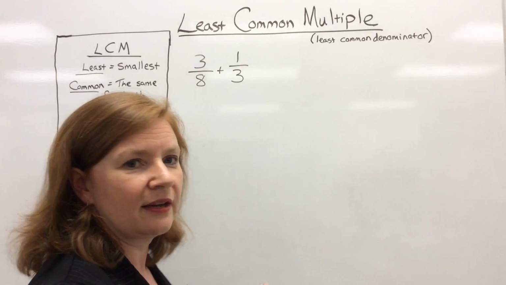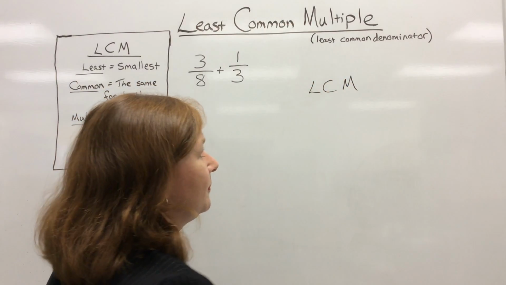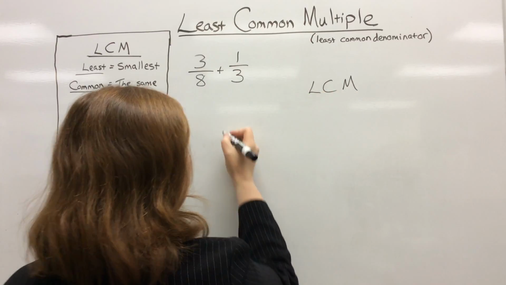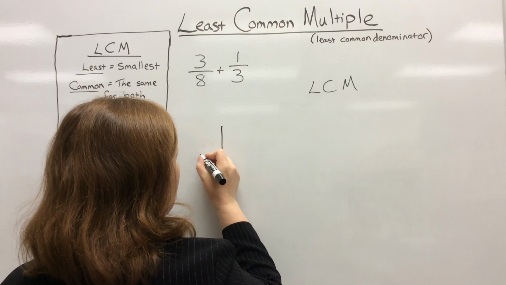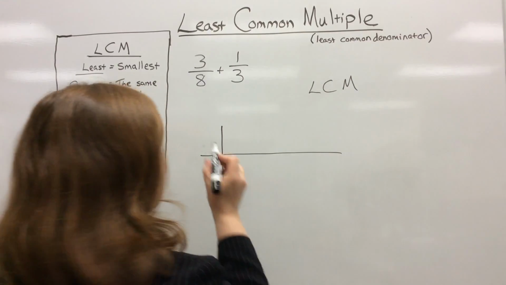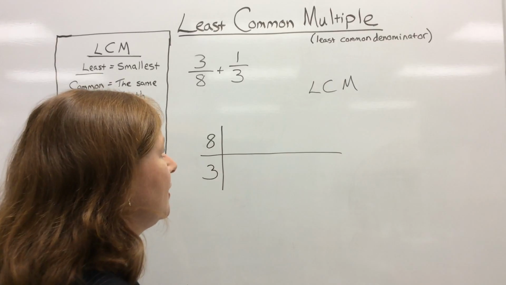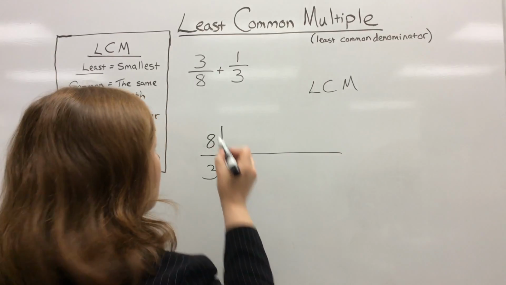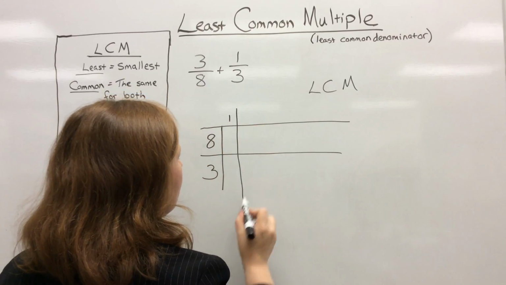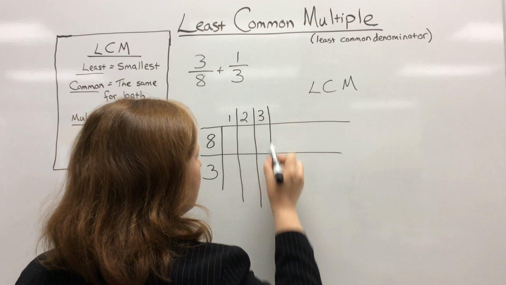In order to do that, I have a system that I use. I write LCM in the corner, least common multiple, and I'm going to check off each one as I go. This time I like to use a sideways t-chart and put both denominators in my t-chart. So 8 will go on the top and 3 will go on the bottom. Before I start filling in my t-chart, I like to put an extra line at the top to help me remember what I'm multiplying by. So I'm going to multiply by 1, then 2, then 3, and so on.